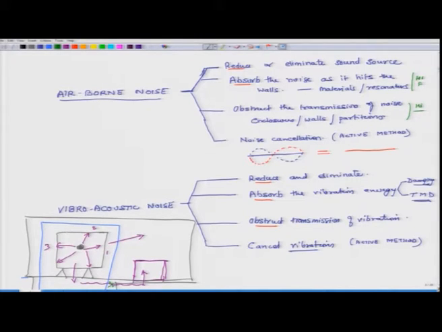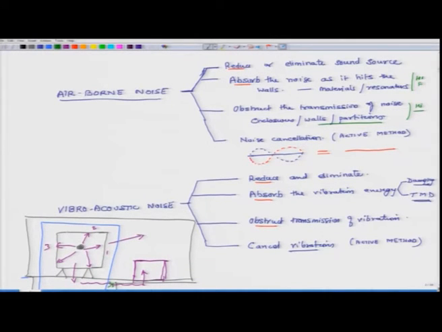So, suppose you build a wall in a room and you have a machine, and suppose that machine is generating low frequency as well as high frequency noise. The high frequency noise will very effectively get blocked because of the presence of the wall, but low frequency noise will tend to still get transmitted to a larger extent than high frequency noise. So, this obstruction of transmission of noise also works well for high frequency noise.